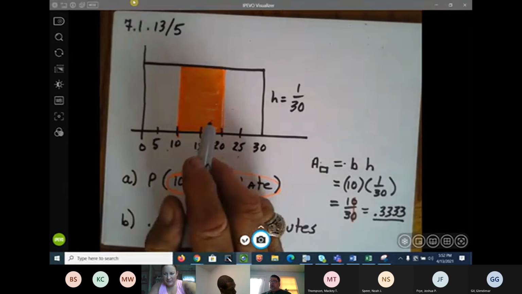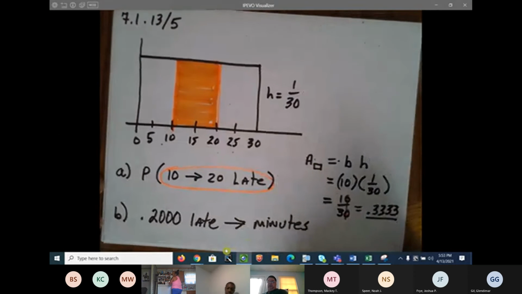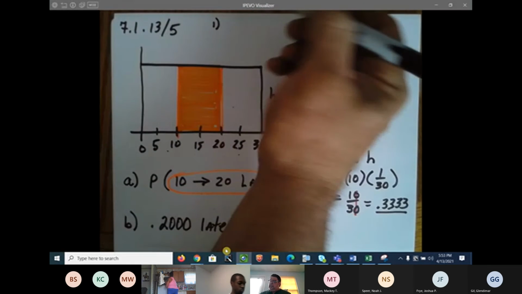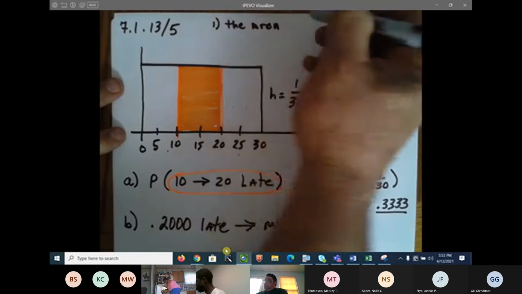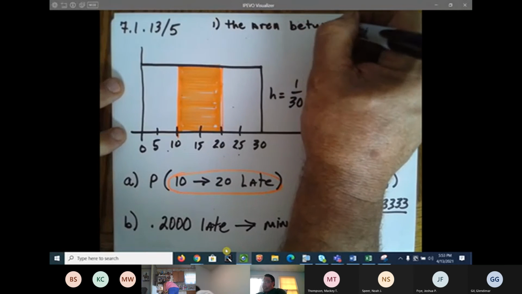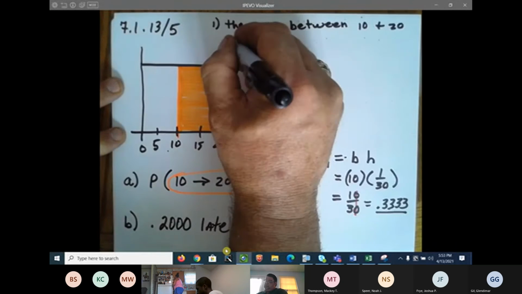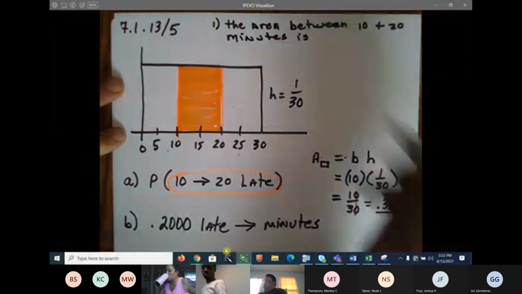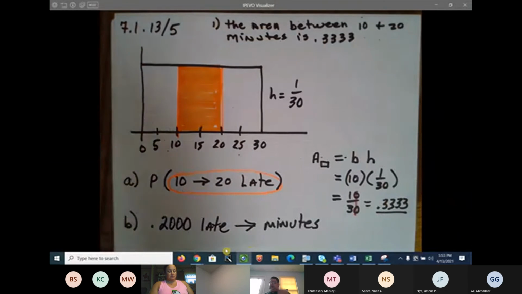Now, I want to talk about what this 0.3333 means, because the question is asking what kind of context we are dealing with. Okay, first of all, there's one thing you can say: the area between 10 and 20 minutes is 0.3333. Okay, that's one way, that's one context.